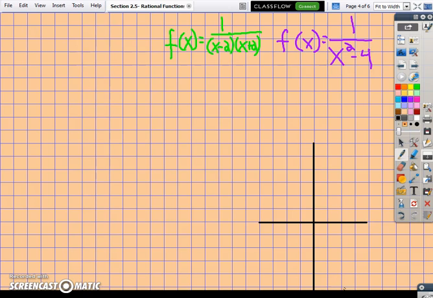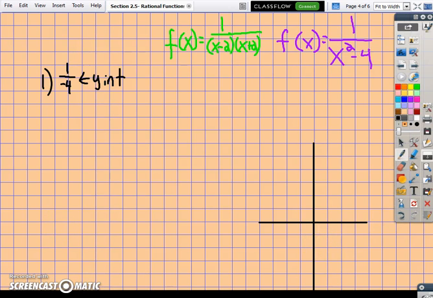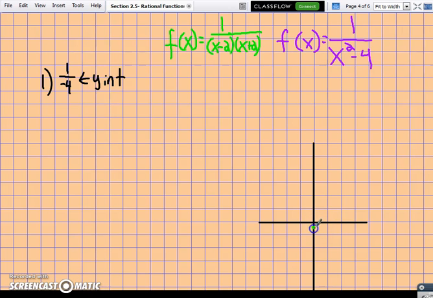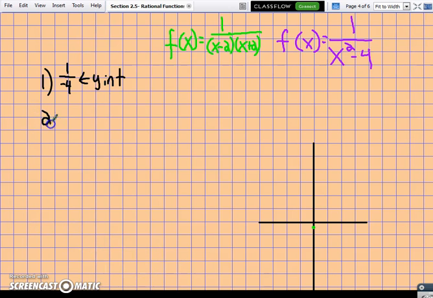Step 1, find the y-intercept. That means set x equal to 0. Okay, well, hey, look at that. I get 1 over negative 1/4. That's my y-intercept. Okay, that's a smidge right there. Graph that thing. Boom. Now, step 2. Set the numerator equal to 0. Last time I checked again. Nope, that can't happen. So there is no x-intercept. Does not cross the x-axis.